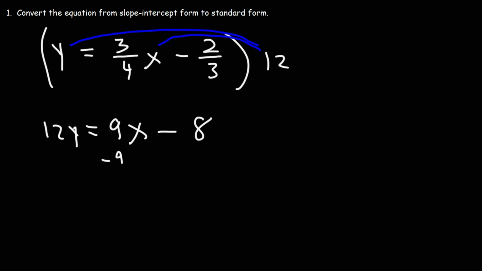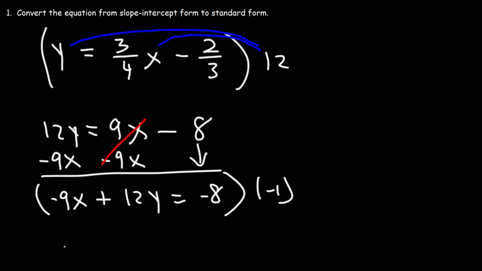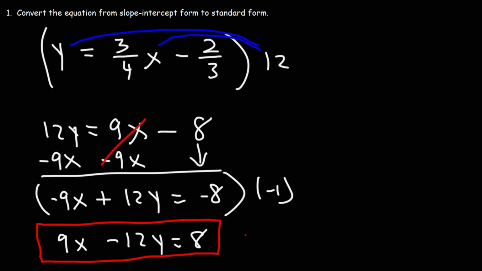Now, let's subtract both sides by 9x. So we're going to have -9x plus 12y is equal to -8. Next, let's multiply both sides by -1. So this is going to be 9x minus 12y is equal to +8. And this is our final answer in standard form.